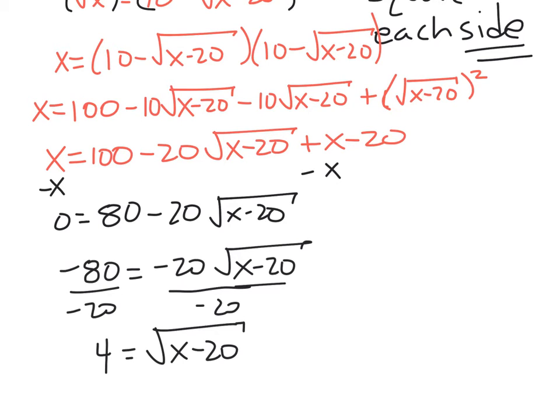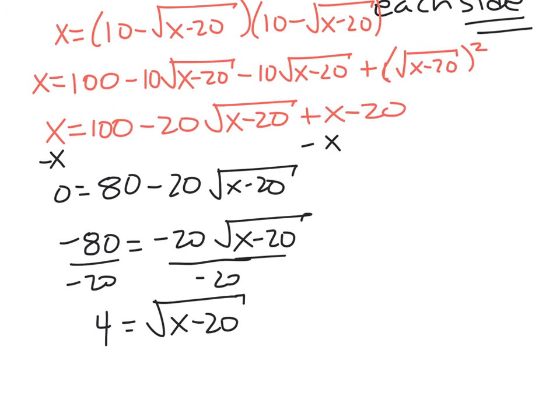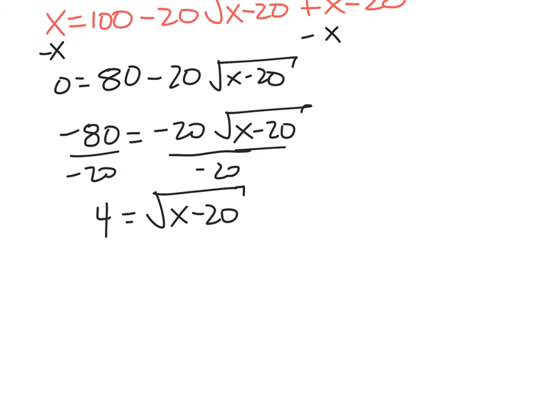Square both sides. So what do we get on the left-hand side? 16. 16 equals x minus 20. You add 20 to the other side and get 36. Is that okay?